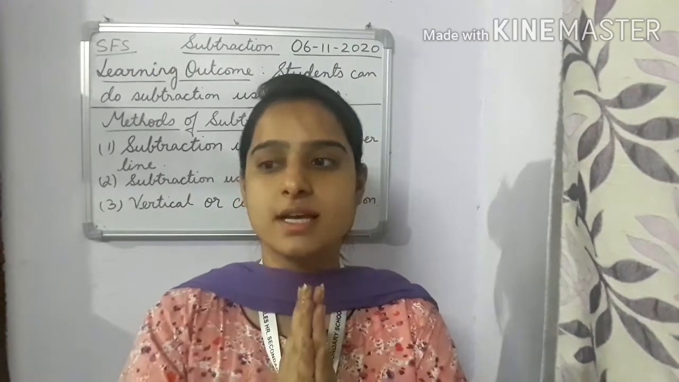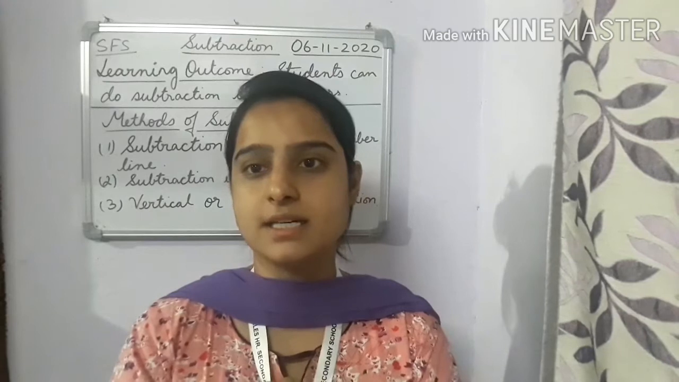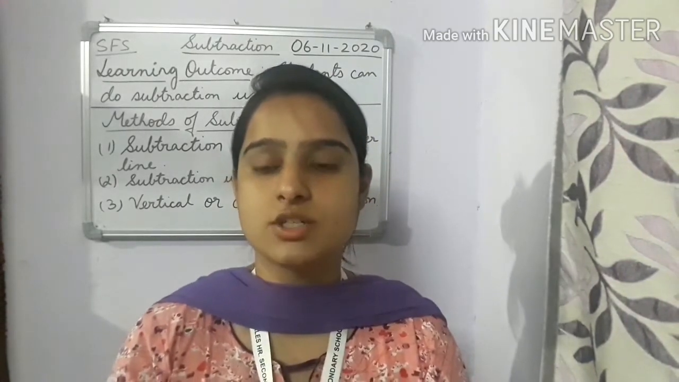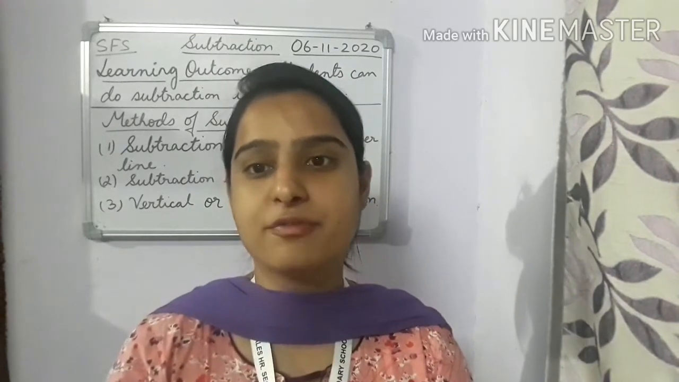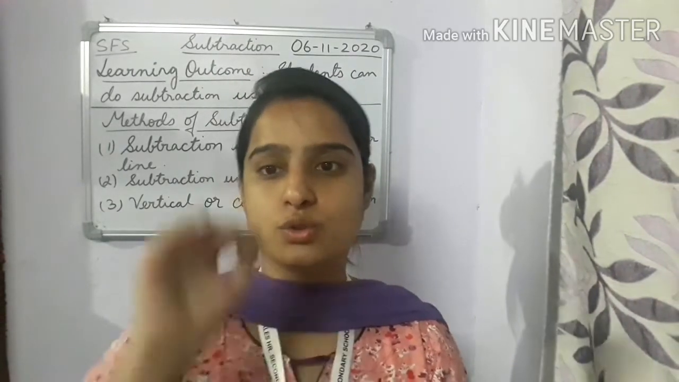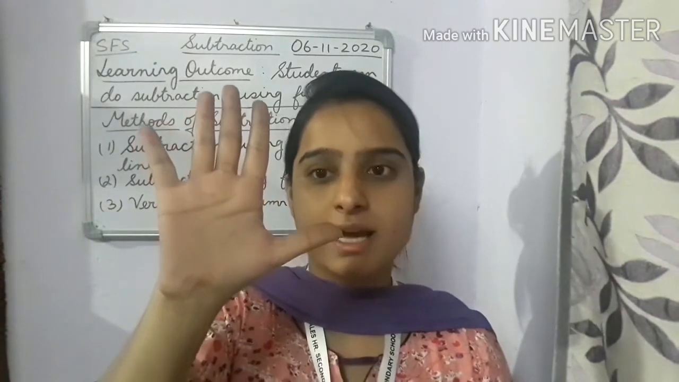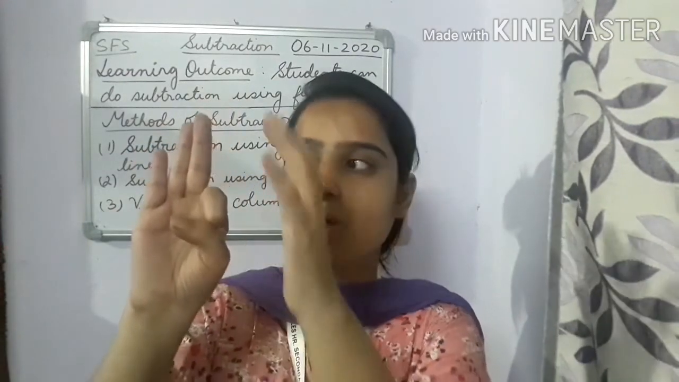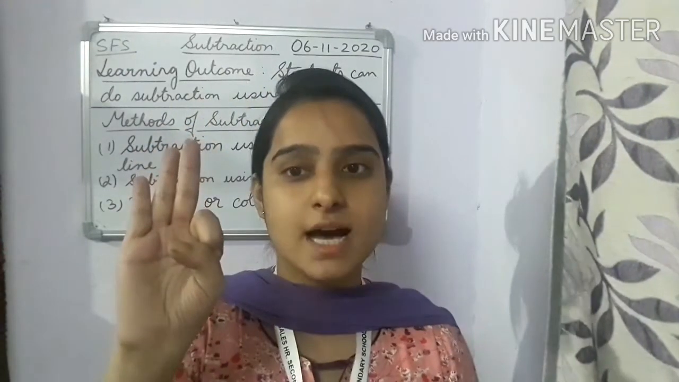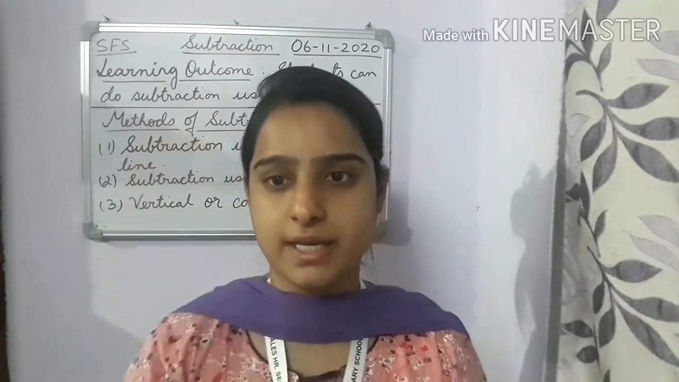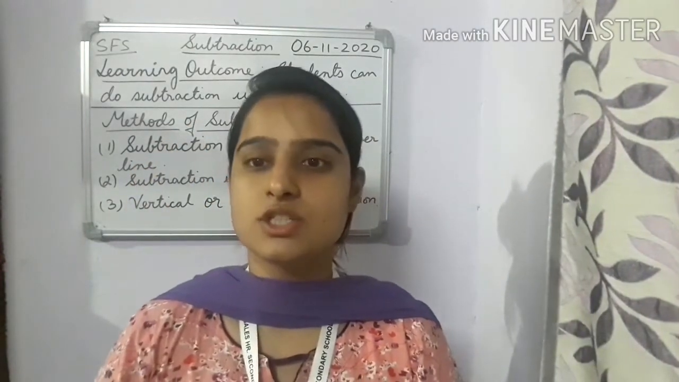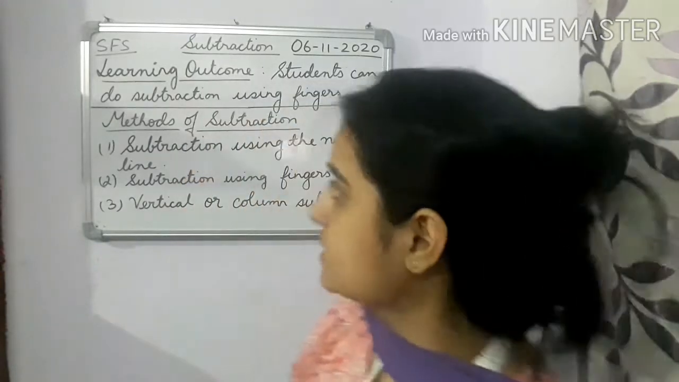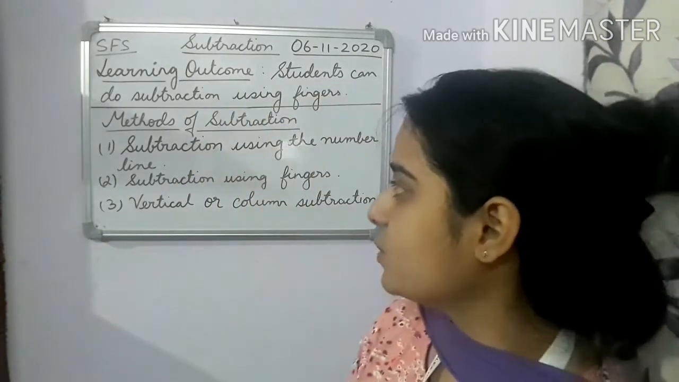Now suppose if I say, children, that we are going to subtract this, children, 5 minus 2. So you will open 5 fingers and you will close 2 fingers. Okay? We will remove 2 fingers. So how many fingers remain? 1, 2, 3. So what is the answer? 5 minus 2 is 3. Clear? So children, today's learning outcome is students can do subtraction using fingers.